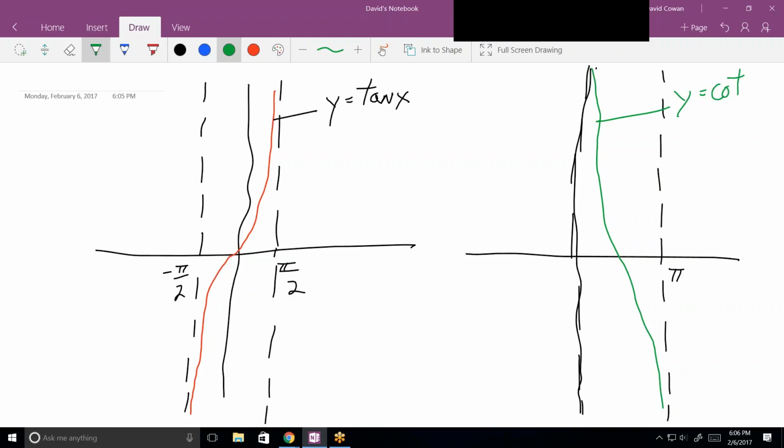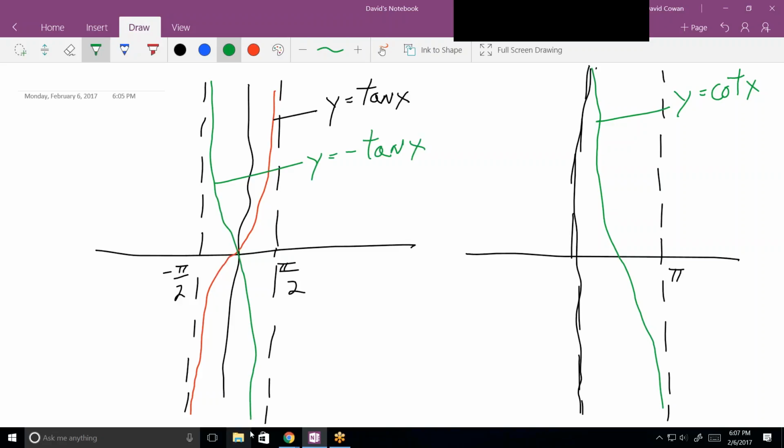Which is somewhat problematic, because if they show you a curve and it looks like my green curve and they don't give you where it's at on the horizontal axis, then you have no way of knowing whether it's a cotangent curve or a negative tangent curve. If I went over here to my drawing on the left and I wanted to draw a negative tangent curve, it would be that. It's the reflection over the x-axis.